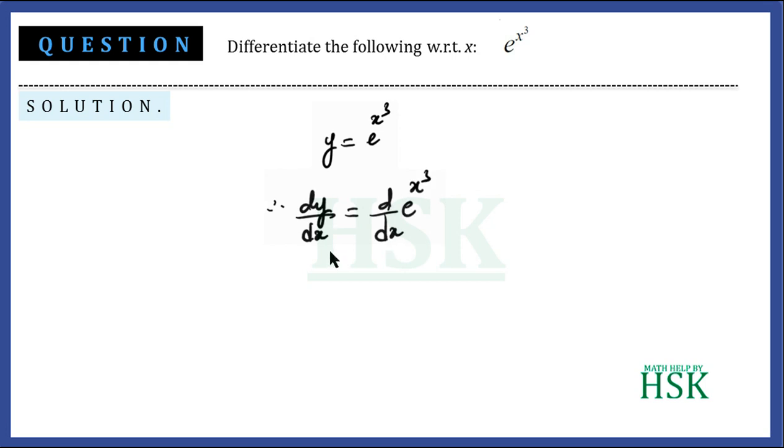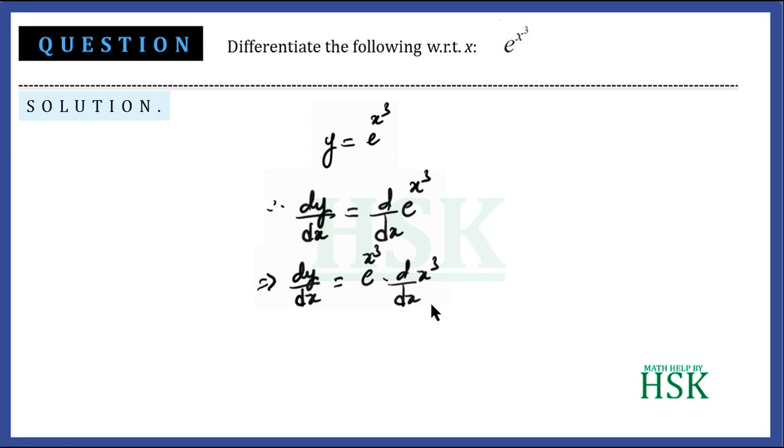So dy by dx is equal to d by dx of e to the power of x cube. We are going to apply the chain rule to differentiate it. First of all, we are going to differentiate e to the power of x cube by assuming x cube as equal to x. So the differentiation of e to the power of x cube would be equal to e to the power of x cube into d by dx of x cube, like this.